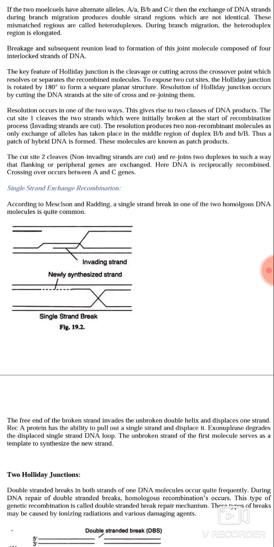Cut site 2 cleaves and rejoins two duplexes in such a way that flanking or peripheral genes are exchanged. Here, DNA is reciprocally recombined. Crossing over occurs between A and C genes.